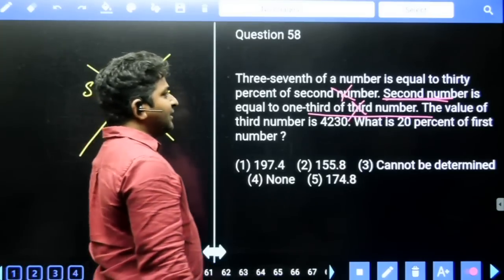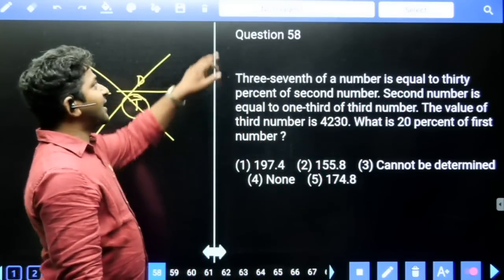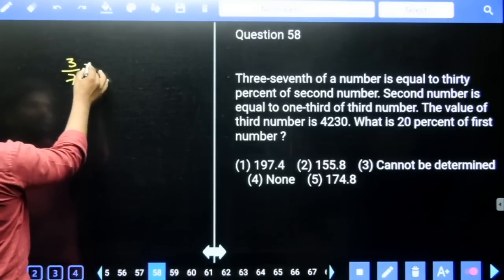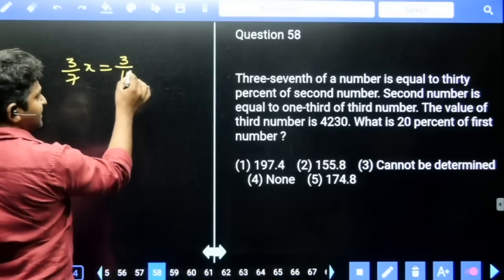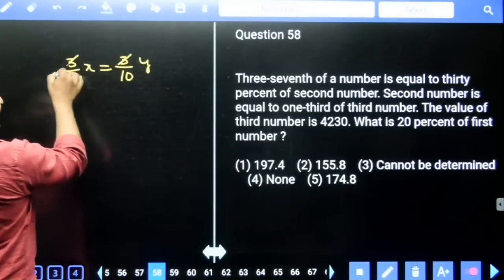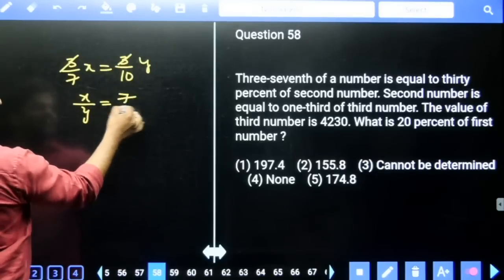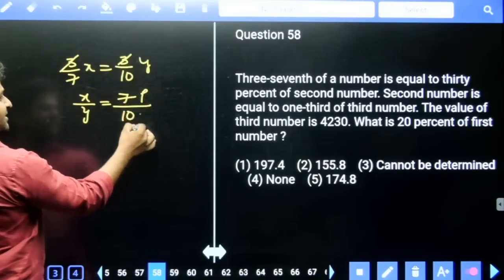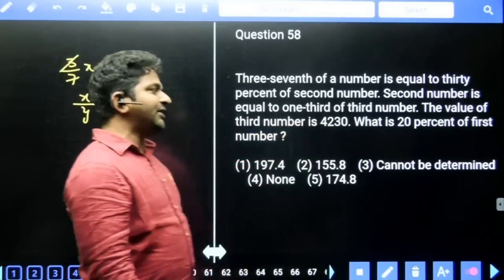Next. 3/7 of a number is equal to 30% of the second number. 30 percentage can be treated as 3 by 10 of the second number. 3 gets cancelled. From this, x by y is equal to 7 by 10, as 7 goes to the other side. So you can take the first number as 7 parts and the second number as 10 parts.